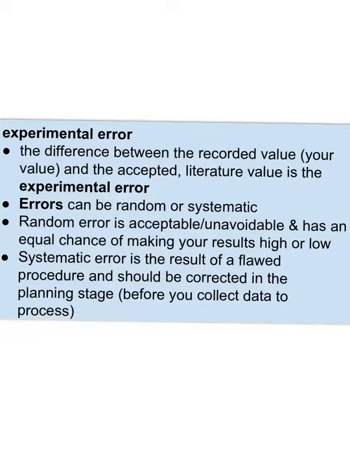And that can be due to random or systematic errors. And again, random error is acceptable, and in fact, it's unavoidable. It has to do with reading your instruments or the precision of your instruments, and it has an equal chance of making your results high or low. But systematic error is the result of a flawed procedure, and it would be assumed that you would determine you have some systematic error and then correct it in the planning stage before you collect and keep data for your calculations and your analysis.